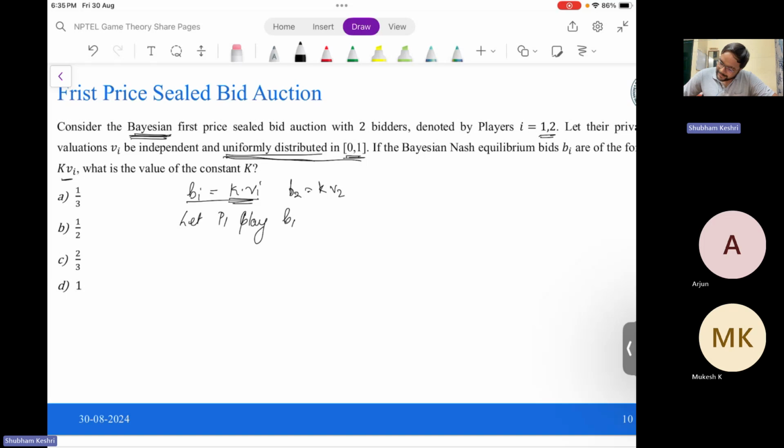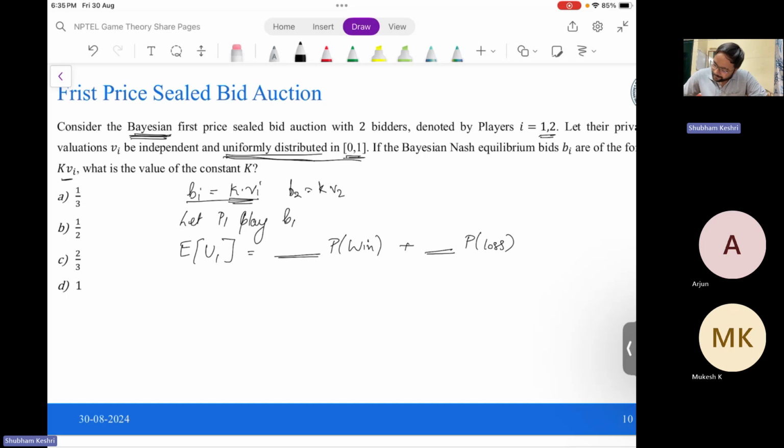Now you see, since this game is of incomplete information and I don't know the type of the other player, we will not be able to calculate our utility. We can only calculate our utility in expectation. So the expected utility of player 1 will be given as the utility he gets when he wins times the probability of win, plus the utility he gets when he loses times the probability of loss. That is why we discussed expectation in the earlier part of this lecture.